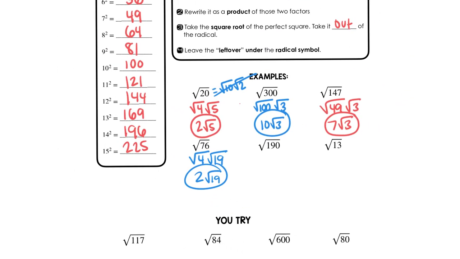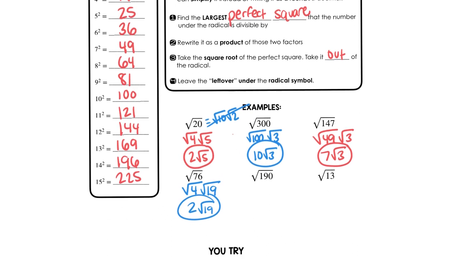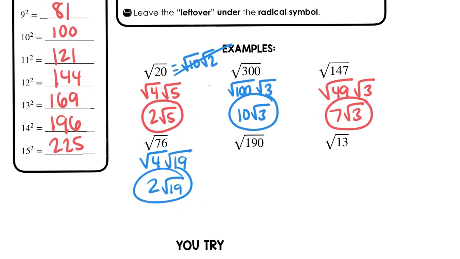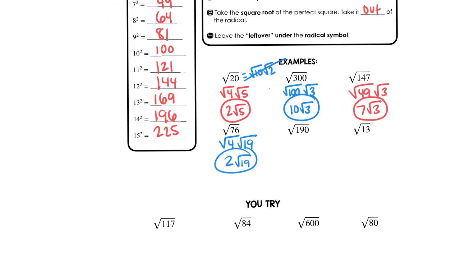The next one is square root 190. Thinking of a perfect square that goes into that, I actually don't know that I see any. 190 is not divisible by 4, so it's not divisible by 16. I really don't see any. So if there is no perfect square that goes into it, you actually can't simplify it any further. So that's as simplified as it can get. Same thing with square root 13. That's as much as you can do with it.